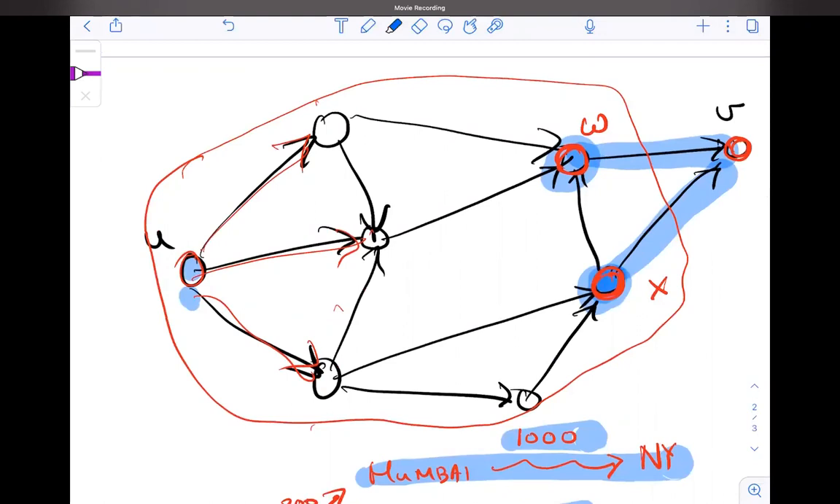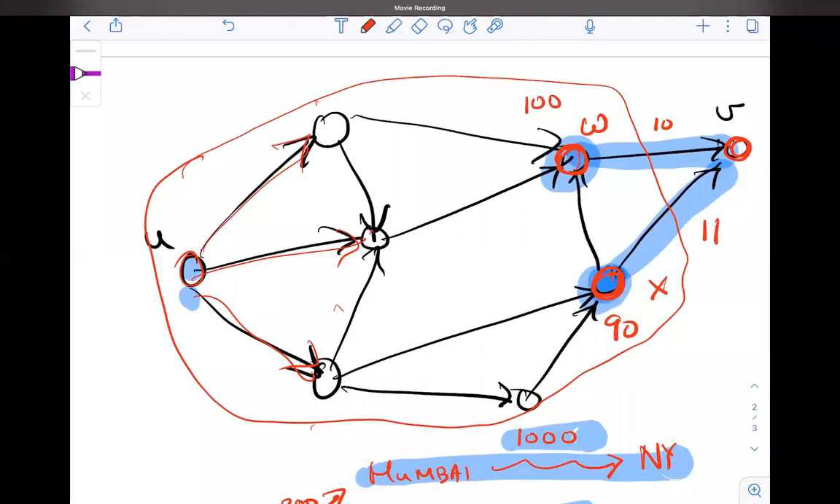Okay, it's the minimum of what? So say here, W will report to me that U to W, the shortest path is 100. U to X, the shortest path is 90. Now W to V, the length of the edge is 10. X to V, the length is 11. Then what is the shortest path?